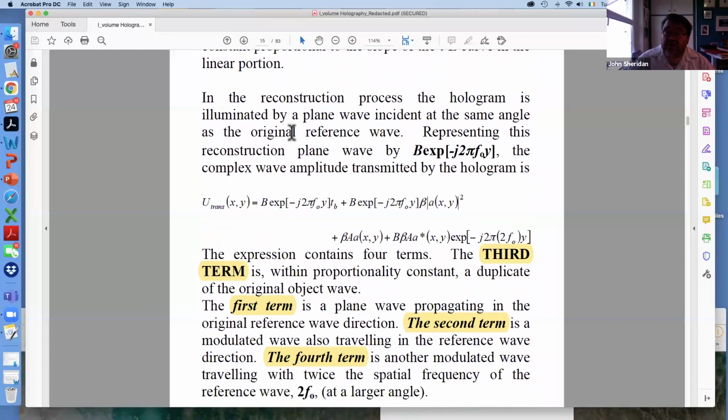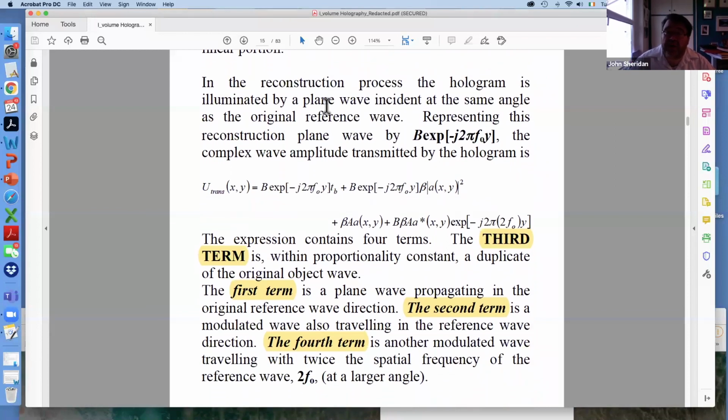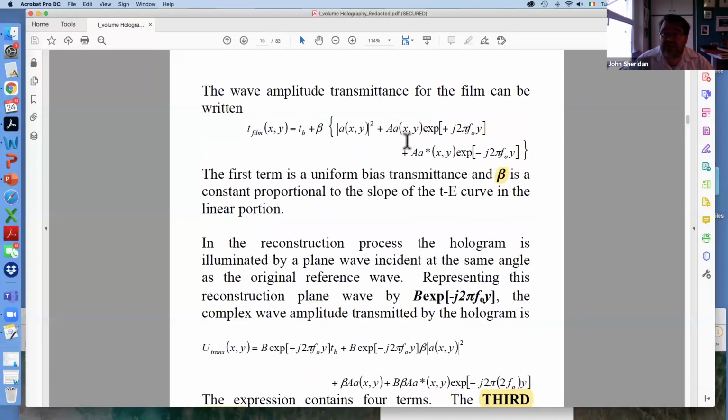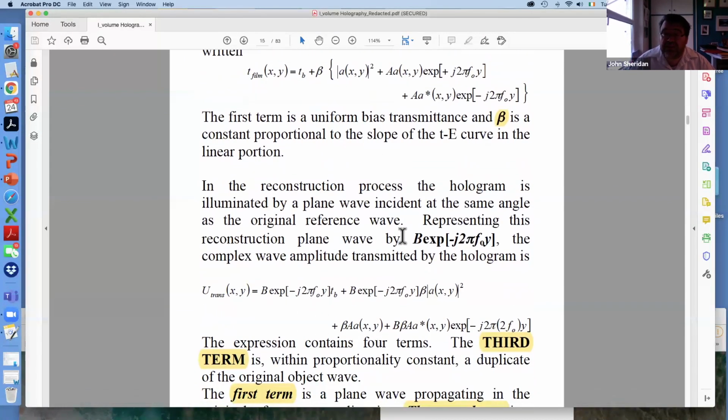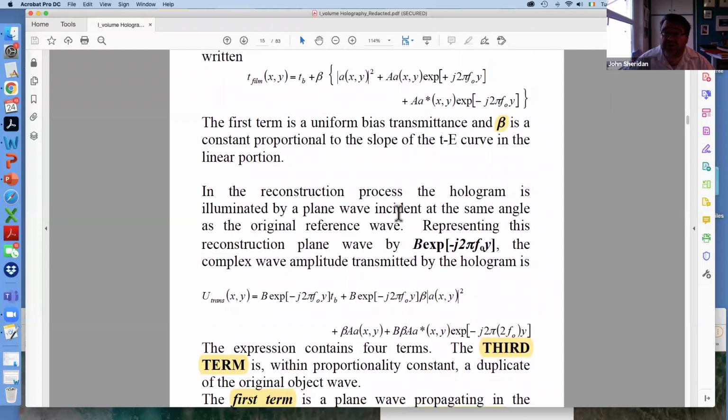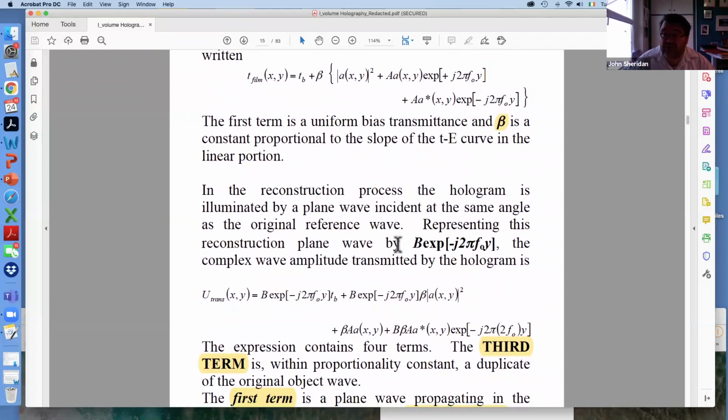So in the reconstruction process, the hologram is illuminated by a plane wave incident at the same angle as the original reference wave. So it has the same wavelength, it's incident at the same angle, and we represent this by a new plane wave. So now we have B here, just to differentiate it from the recording reference beam. And we're going to multiply this field by the transmittance function to find our output field. Okay? So we multiply this here, we multiply it by this, and here we've got a constant, so we're just going to get some factor of this coming through.